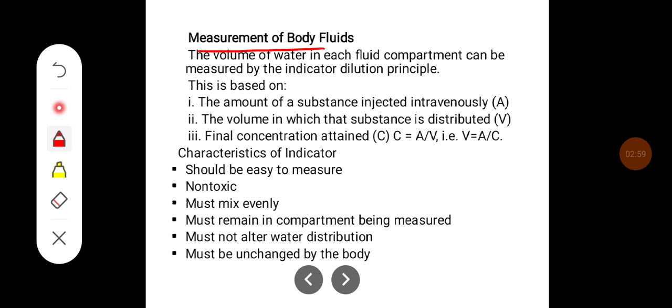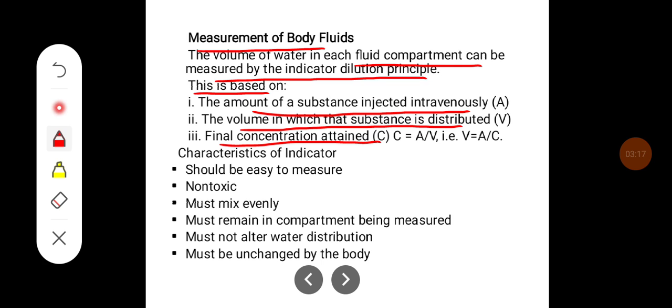Measurement of body fluids. The volume of water in each fluid compartment can be measured by the indicator dilution principle. It is based on the amount of substance injected intravenously, that is A, the volume in which that substance is distributed, that is V, and final concentration of it, that is C. So concentration can be given as the amount of substance injected divided by the volume in which it is distributed. So volume can be calculated using this formula, that is, the amount of substance injected divided by concentration of that particular substance.